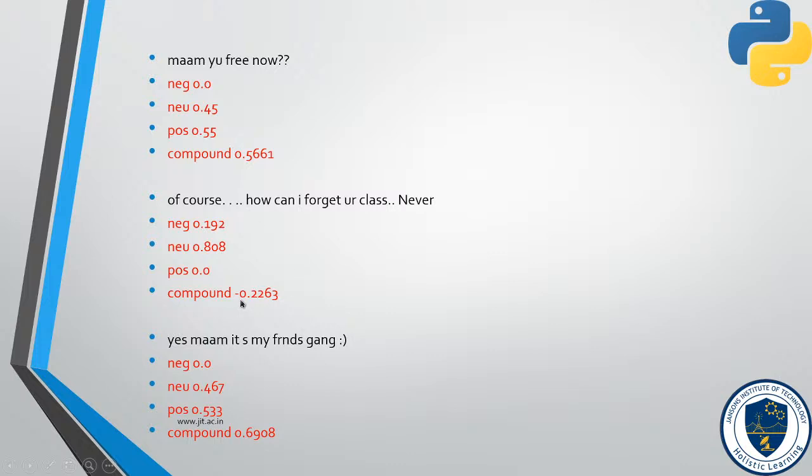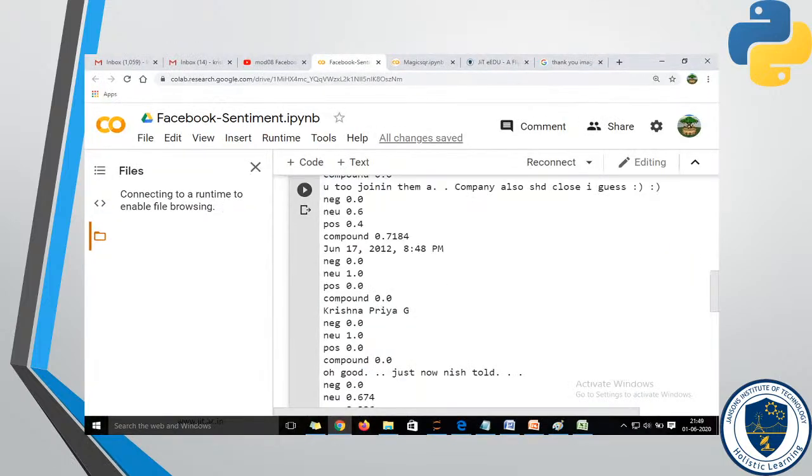That is a negative sentence. Actually, it is a positive sentence. Okay, so that is one problem here. So you may go to high-end sentiment analyzers also. Okay, and very similarly, this is one positive sentence. Yes, ma'am, it's my friend's gun. So this is the similar example. Okay, so hope you all got a basic idea of sentiment analysis with Python.